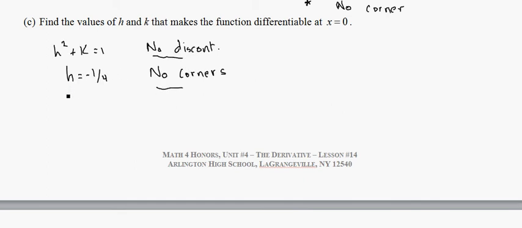Now, many times the no corner condition would involve, let's say, two quantities. Here it only involves one, so it's really rather easy. All I have to do is take negative 1/4, I guess the slowest way imaginable, I have to substitute it in there.